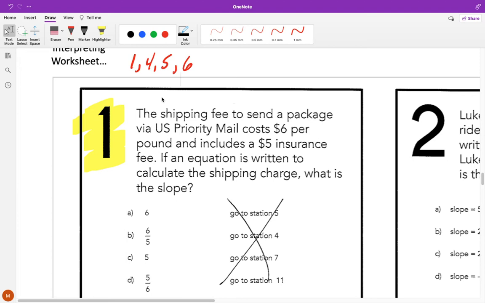All right, so for this video, we're just going to go through 1, 4, 5, and 6. It's the ones that you guys asked for help. So the shipping fee to send a package via U.S. priority mail costs $6 per pound and includes a $5 insurance fee. If an equation is written to calculate the shipping charge, what is the slope?